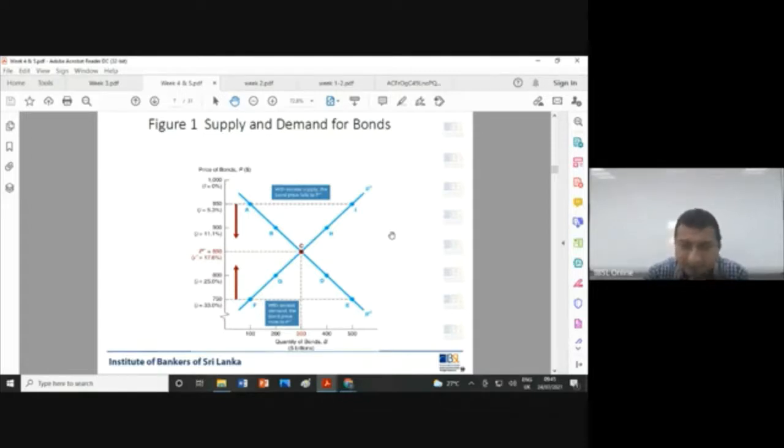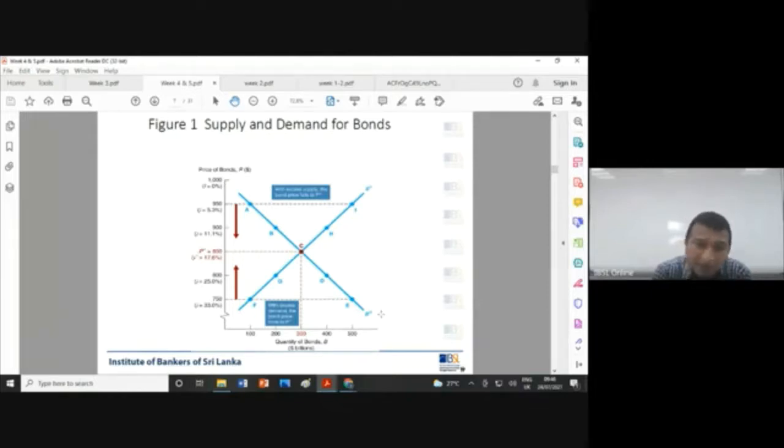So they supply less. At higher prices, as you move from 750 to 800, 850, 900, 950, they supply more because their cost of financing is reduced. So you join these points, and what you are seeing here is that the supply curve for bonds is upward sloping. The higher the prices, the more supply of bonds because the interest rate is lower. At low prices, there is less supply of bonds because the interest rate is higher. That is the supply side.